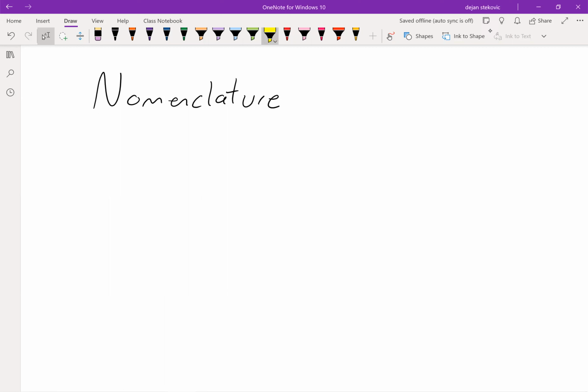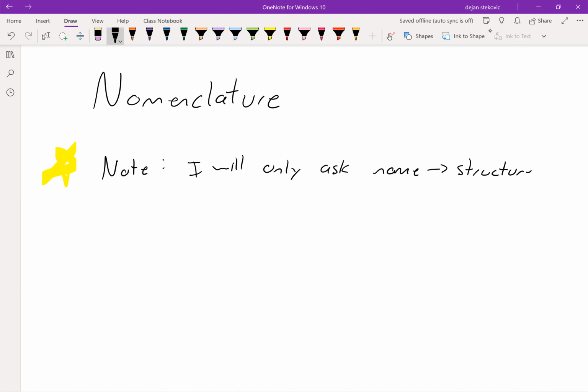All right, so next up is nomenclature. How do we name these alcohols? In my course, I'm only going to ever give you the name and ask for the structure. So note, I will only ask you to go from the name to the structure, not vice versa. Generally, going from the name to the structure is the easier way to do it.